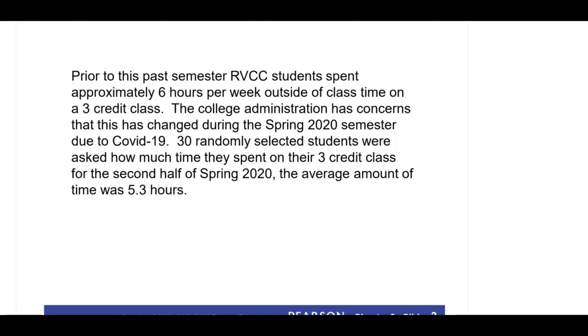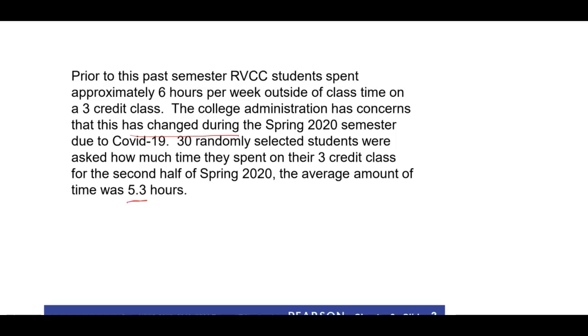What are we testing? Is the administration coming in and saying it's now more than 6 hours? It's now not equal, different from 6 hours, or do they feel it's less than 6 hours? So basically, even though our amount came out less at 5.3, the administration has concerns that it has simply changed. So when you go to complete that alternative hypothesis, it's just a general statement in relation to the original one: equal to, not equal to 6, less than 6, greater than 6. So again, a lot of information is going on here.